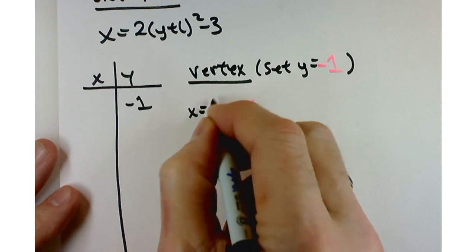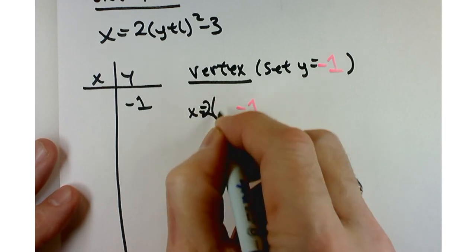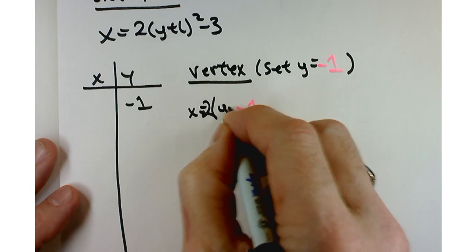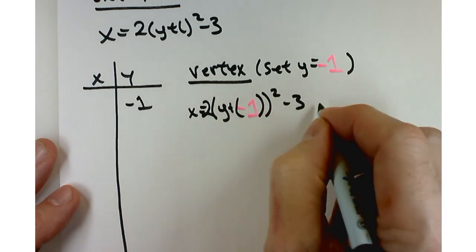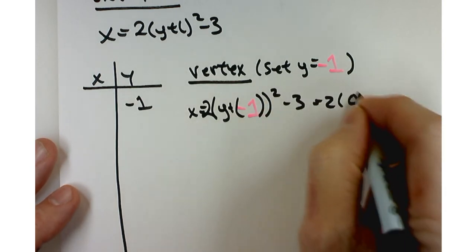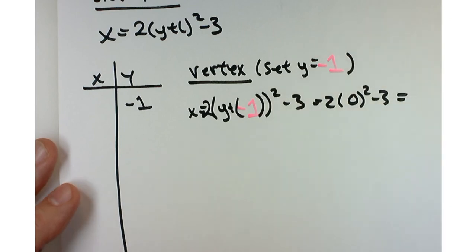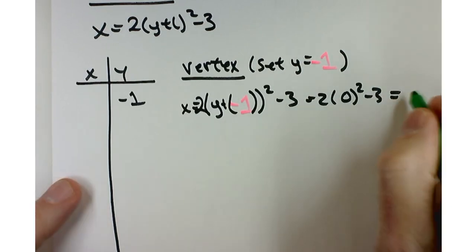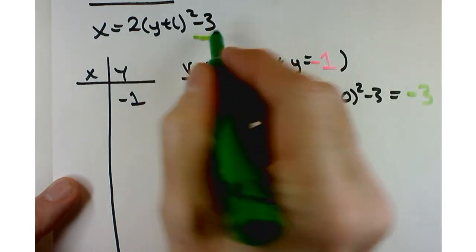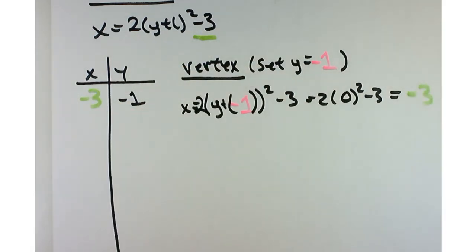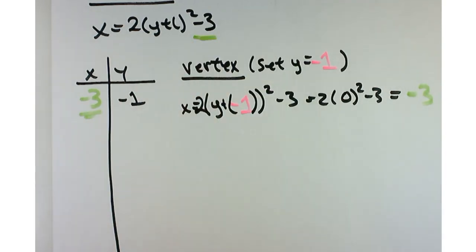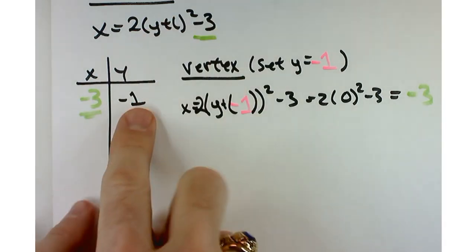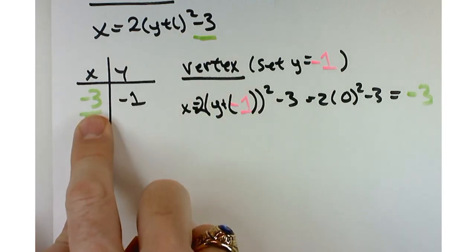I get x equals 2 times y plus negative 1, squared, minus 3, which is 2 times 0 squared minus 3, which is just negative 3. And it seems like, and you'd be right in thinking this, I could have just read that off of the equation here. The tough thing to keep in mind is that your coordinates go in a weird order. It's negative 1 for y and negative 3 for x.